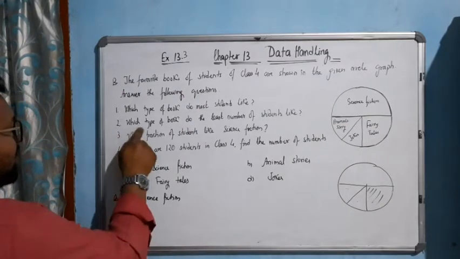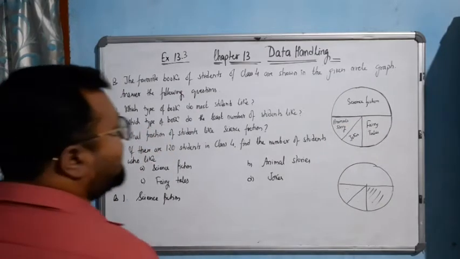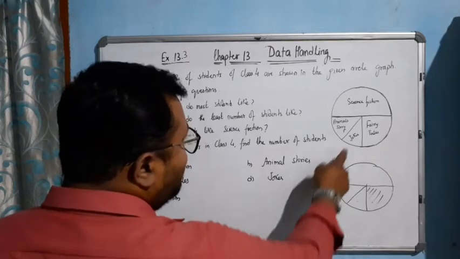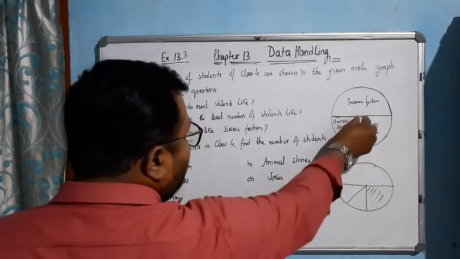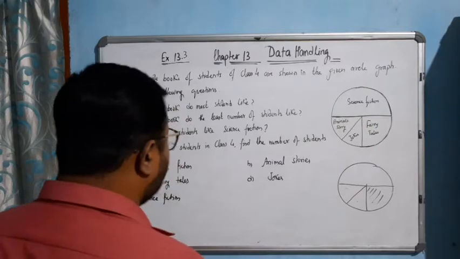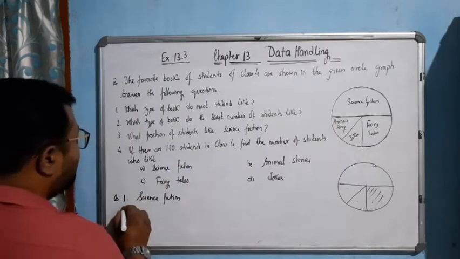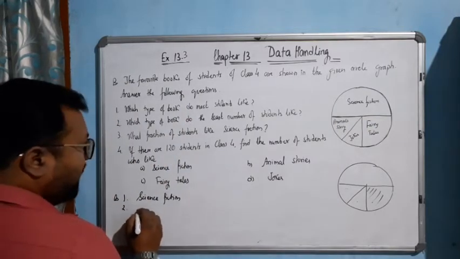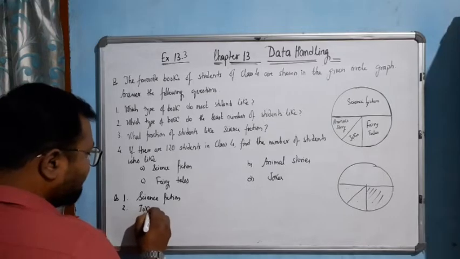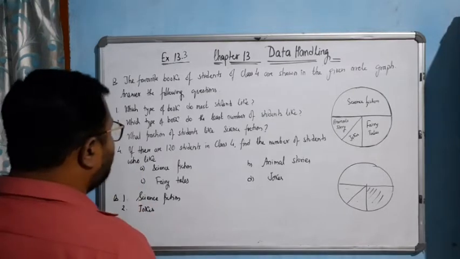Okay, now which type of book do the least number of students like? It is jokes. If you see here, the jokes part is very much less, so it is jokes. So the answer of 2 will be jokes.